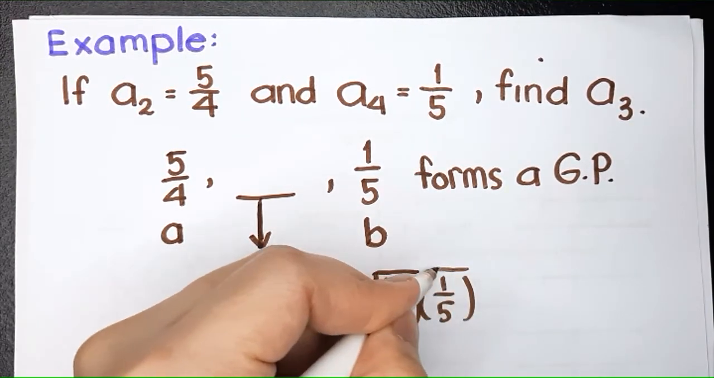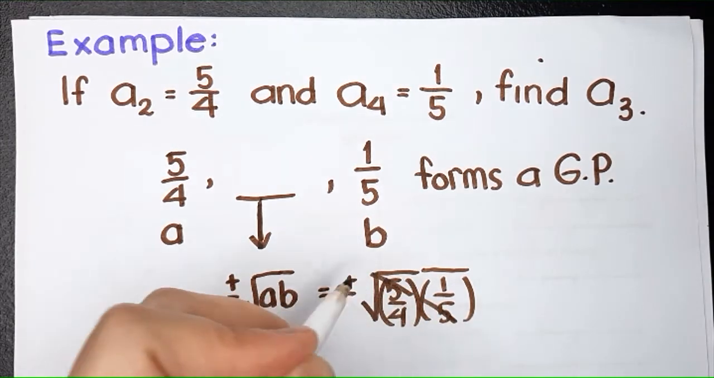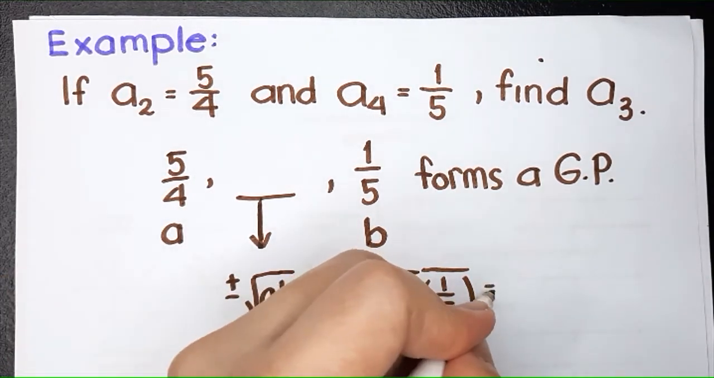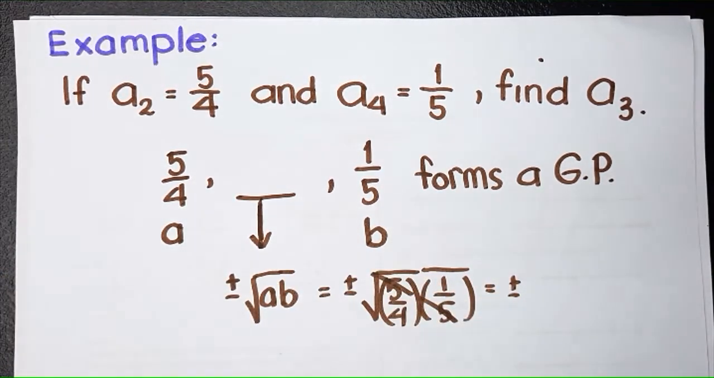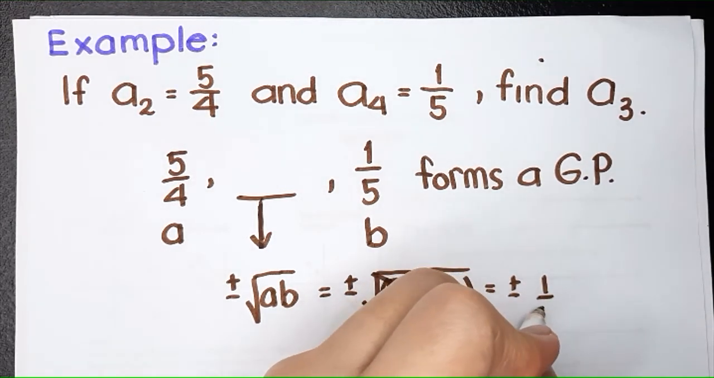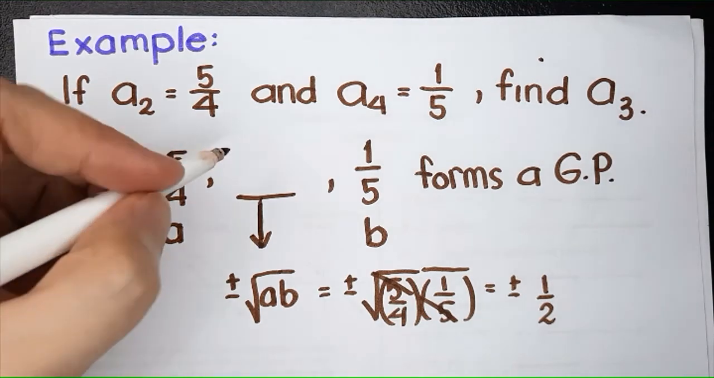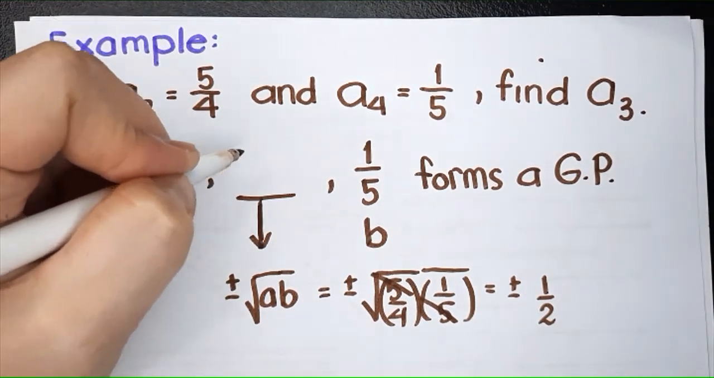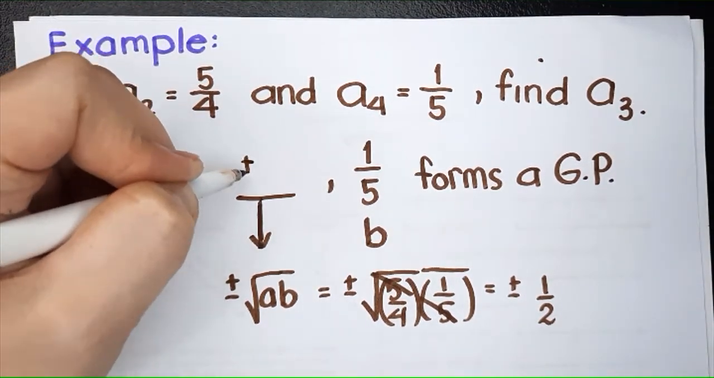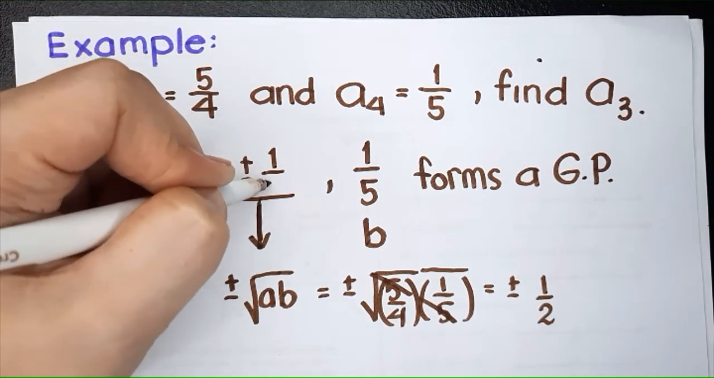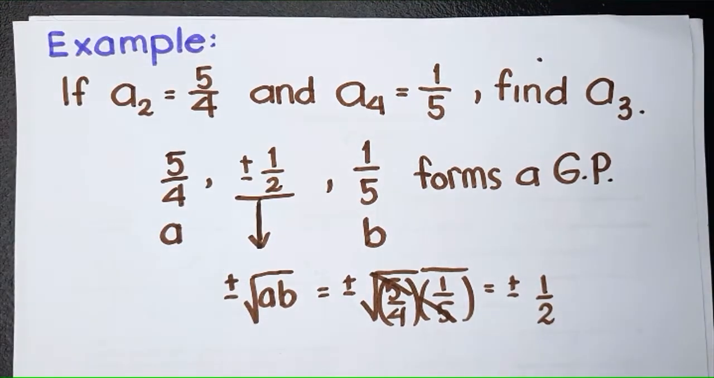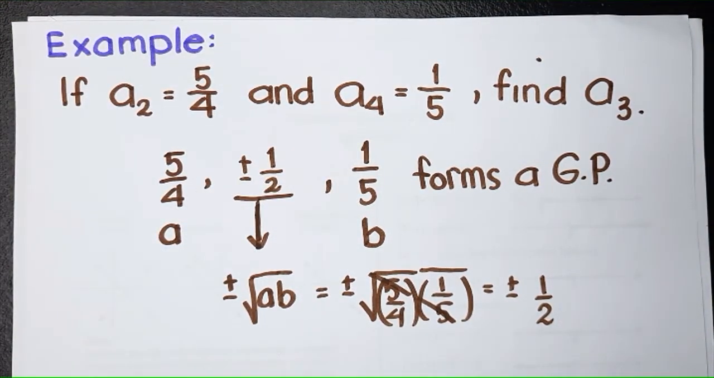1/5. Okay? So, 5 will cancel out. And what do you get? You'll have positive, negative 1/2. Okay? So, yung nandito is, or it can be positive or negative 1/2. Depende kung ano yung common ratio.